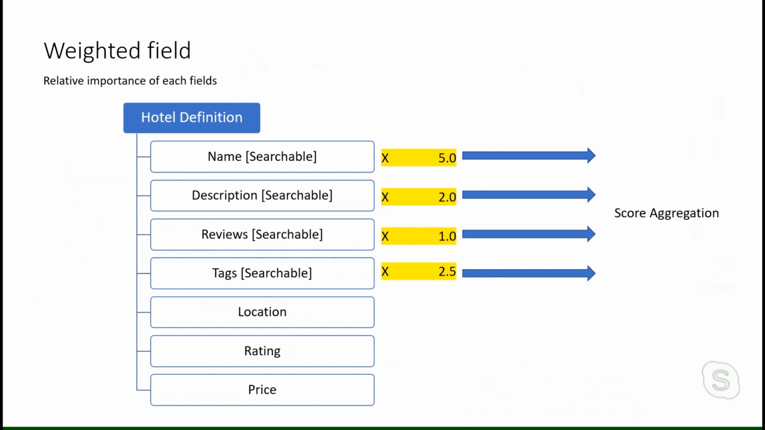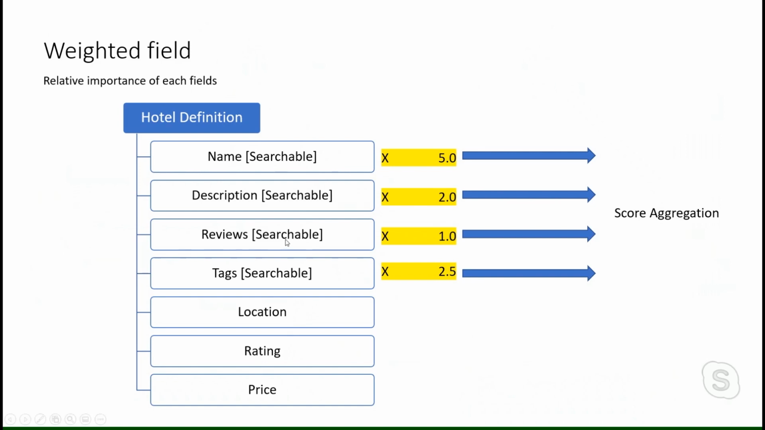For example, here we see a document describing a hotel. It has a name, a description, reviews, tags, and also has non-text based fields such as metadata, location, rating, prices. At its simplest form, a scoring profile can be used to tweak how much each of those text fields contribute to the final score. A domain expert could decide that matching a query in the name field is much more important than matching a term in the review section of the documents, right?